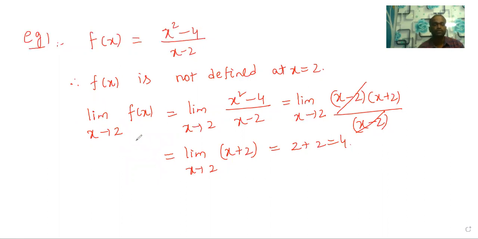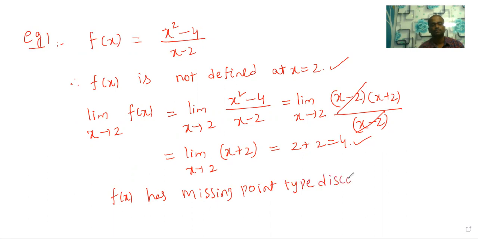So here the limit of the function at 2 exists and is finite, which is 4, but the function is not defined at 2. Hence we can conclude that f of x has missing point type discontinuity at x equal to 2.